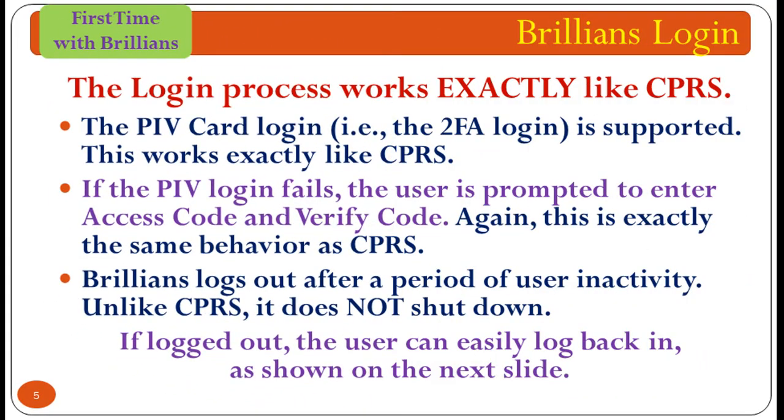The login process works exactly like CPRS. The PIV card login is supported. This works exactly like CPRS. If the PIV login fails, the user is prompted to enter access code and verify code. Again, this is exactly the same behavior as CPRS. Just like CPRS, Brillians logs out after a period of user inactivity. Unlike CPRS, it does not shut down. If logged out, the user can easily log back in, as shown on the next slide.